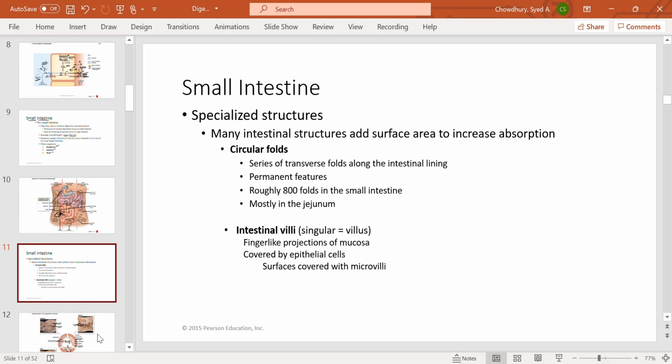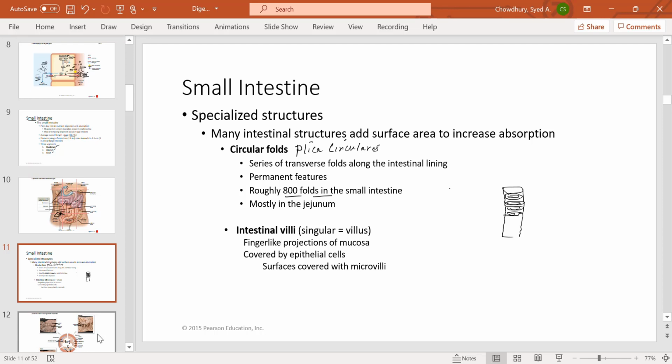Now if you see inside the small intestine, so this is the small intestine. If I see inside, I'll see many circular folds inside the small intestine. Roughly about 800 folds are present inside the small intestine, and these are circular folds called plica circularis. Okay, plica circularis.